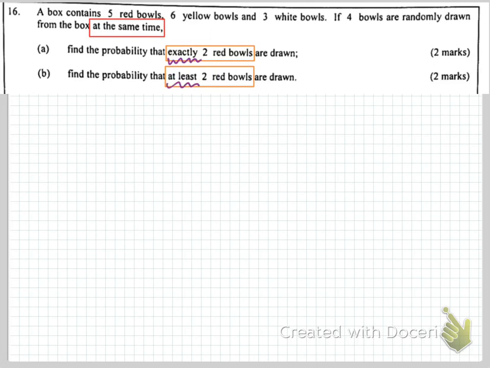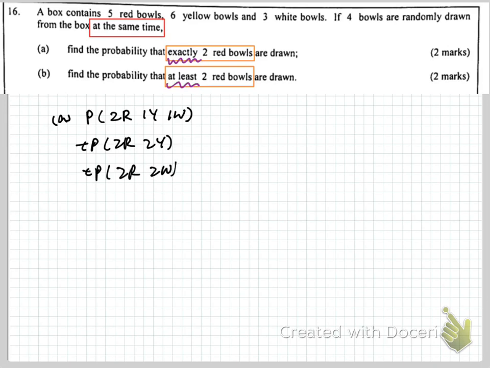Exactly 2 means exactly 2, right? You draw 2 red, and then that's very complicated. It's 2 red, 1 yellow, 1 white, or 2 red, 2 yellow. Can we do that? We can have 2 red, 2 whites. Exactly 2 red will be something like this: 2 red, 1 yellow, 1 white, or 2 red, 2 yellow, or 2 red, 2 whites. But wait, now you spend too much time if you think about it this way.